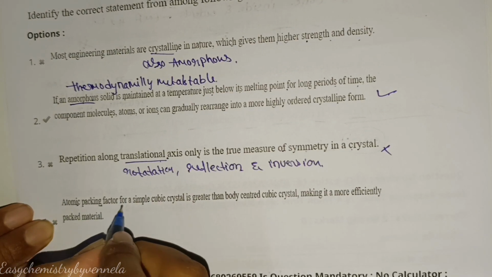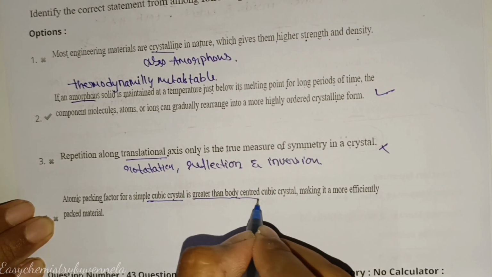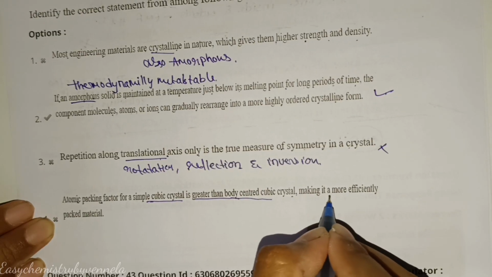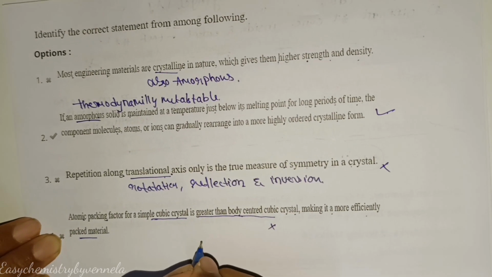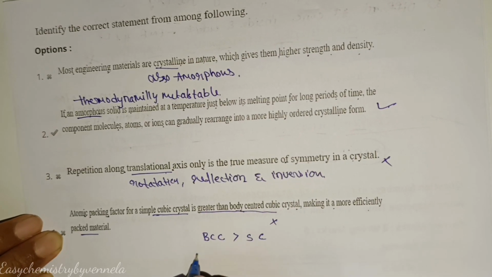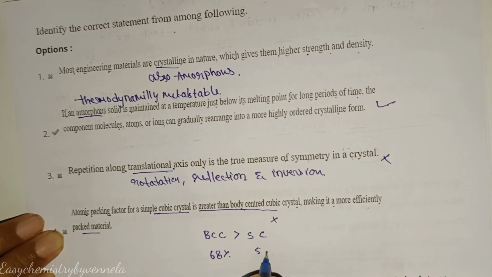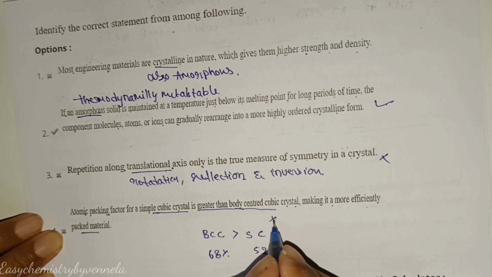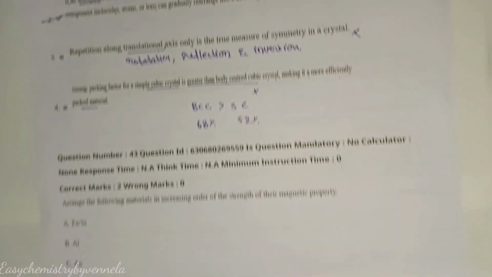Next, atomic packing factor of a simple cubic crystal is greater than body-centered cubic crystal, making it a more efficiently packed material. No, because BCC is greater than simple cubic, because BCC has 68%, simple cubic has 52. So that is why this statement is also incorrect. Correct option is the second one.